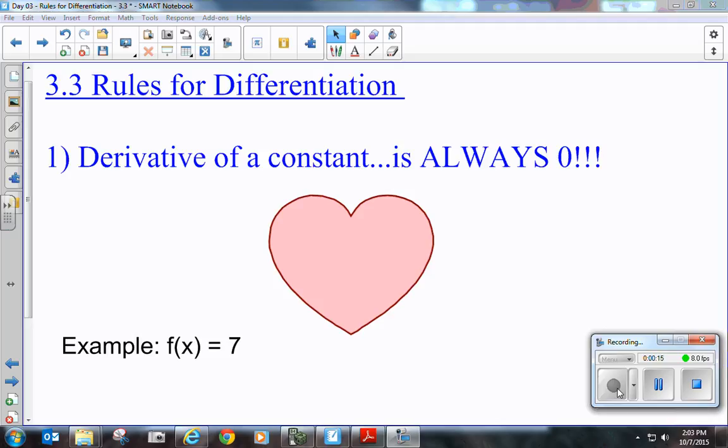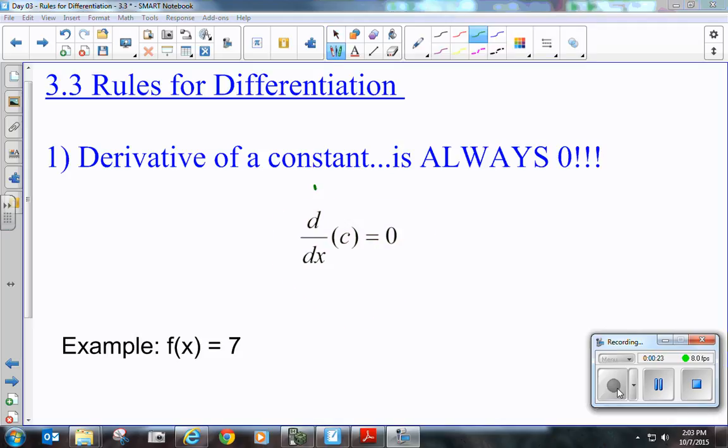So they like to write the notation like this. Remember, when they're asking for the derivative, sometimes they can just say it's d over dx. So the derivative of some constant c is always 0. Always. If there's no variable and it's a constant, it's 0.